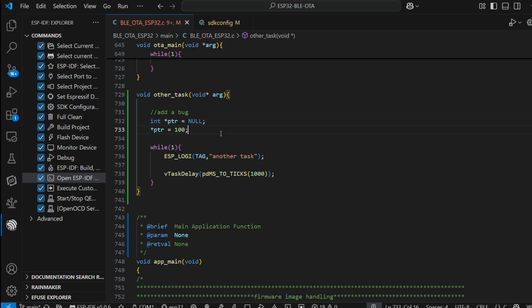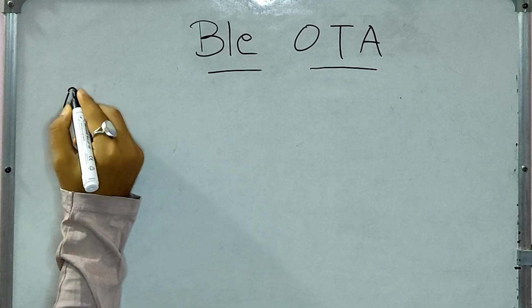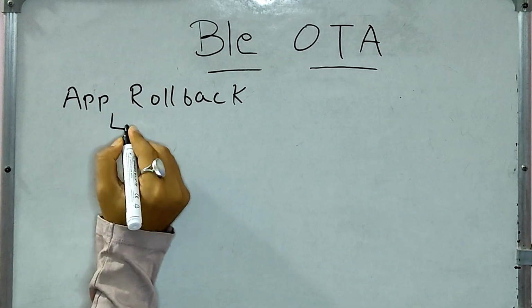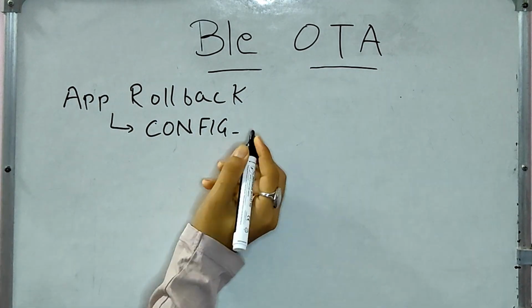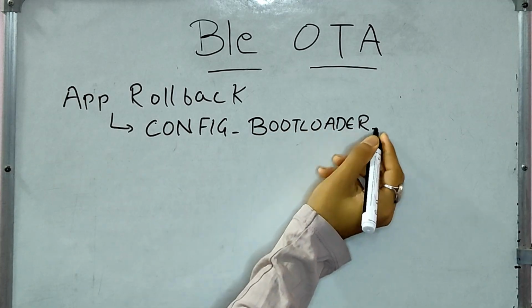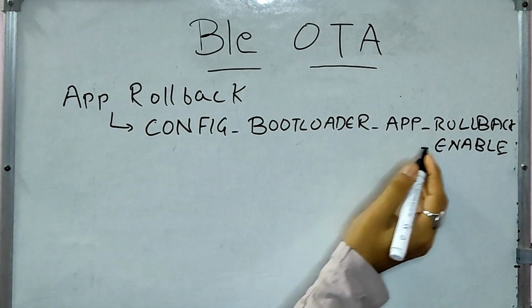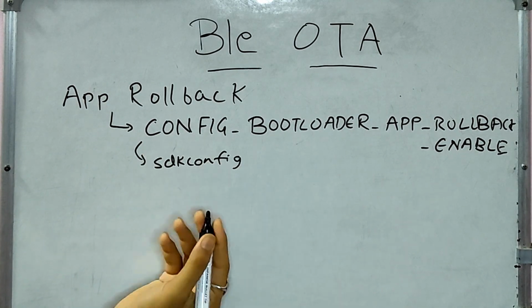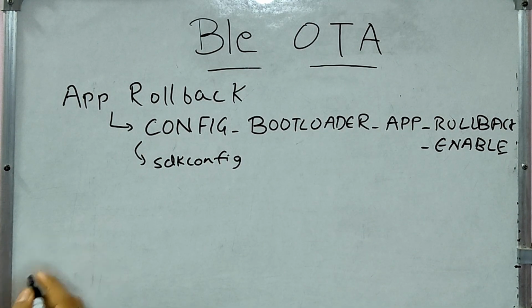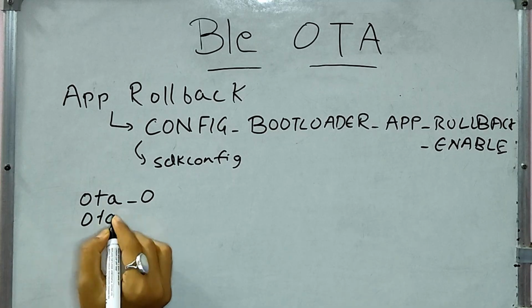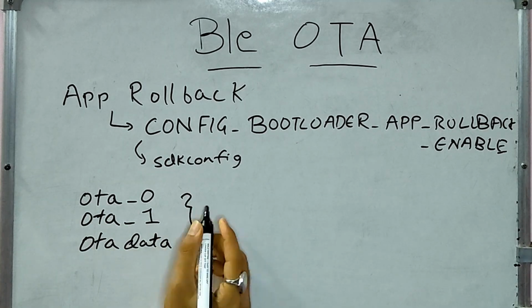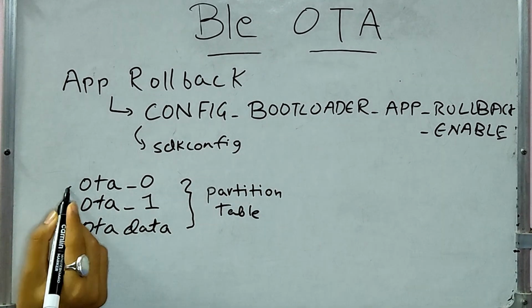What if we could recover from something like this automatically? Wow. Let me first comment out the bug and then head to our whiteboard. Firstly, we will need to enable the CONFIG_BOOTLOADER_APP_ROLLBACK_ENABLE option in SDK config. Before we dive into implementation, let's quickly revisit how the partition table plays a role in OTA and rollback.